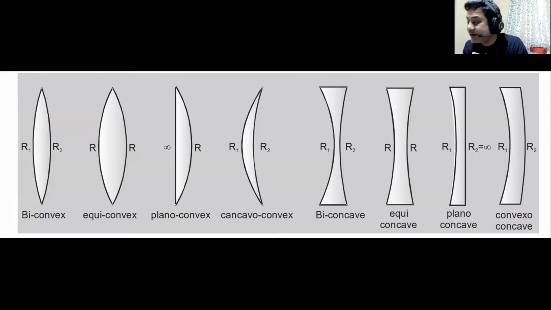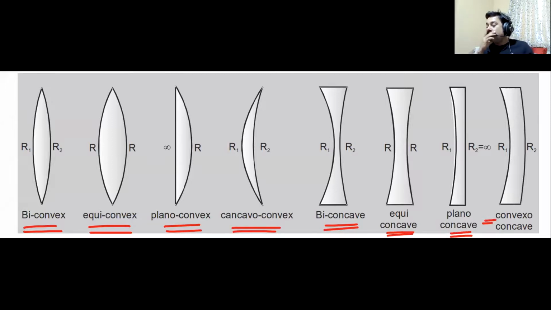And you have these different types of lenses that are drawn. This lens is known as biconvex. This is known as equiconvex. This is known as plano-convex, concavo-convex, convexo-concave, biconcave, equiconcave, and plano-concave. In biconvex or equiconvex, both the surfaces are convex. In plano-convex, one is convex, the other one is plane. In concavo-convex, one is concave, one is convex, but the convex one is more powerful than the concave one.